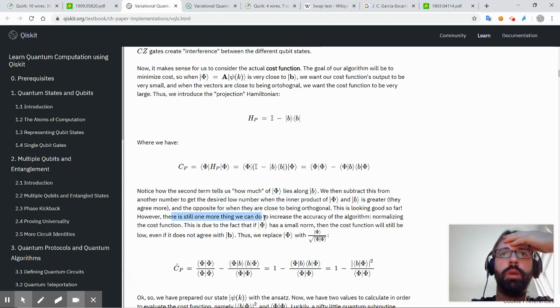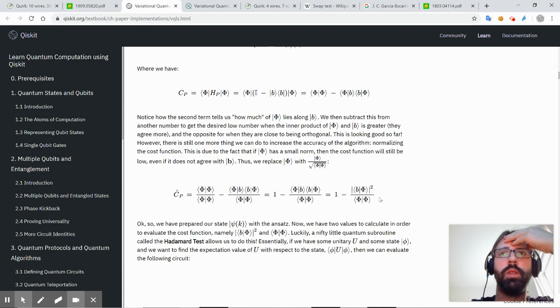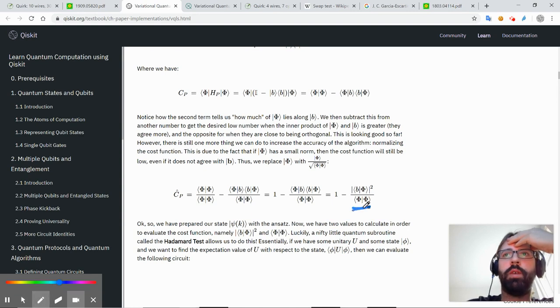However, there's still one more thing we can do to increase the accuracy, which is normalizing the cost function. This is due to the fact that if phi has a small norm, then the cost function will still be low, even if it does not agree with b. Thus, we replace it, and this is where you end up. And so those are the two terms that you want to compute in this simplified version of VQLS.